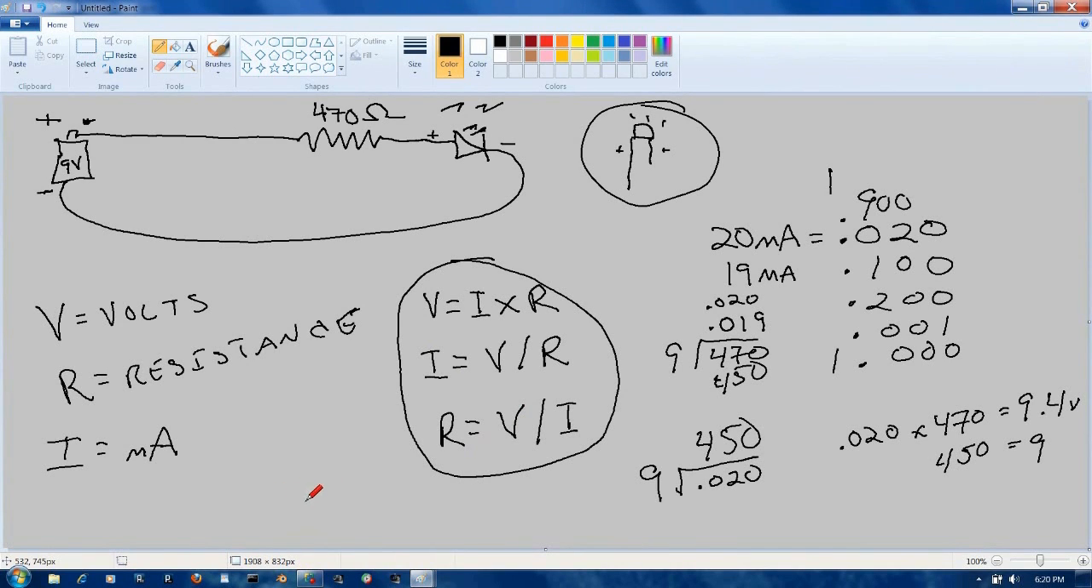Well, watts equals volts times amps. So volts times amps gives you watts. If you had 120 volts that was drawing, let's say, 2 amps, you're going to have 240 watts.